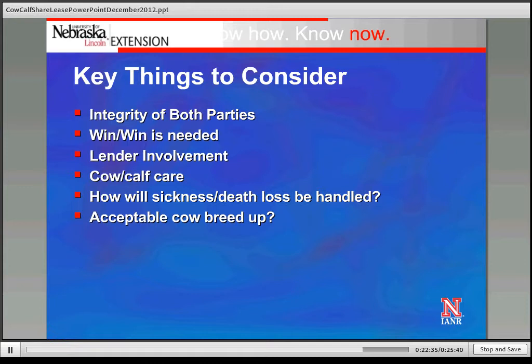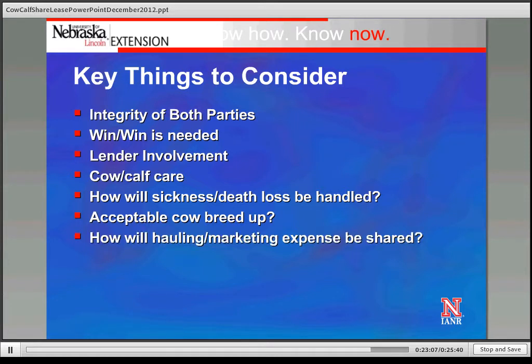From a cow operator standpoint, you need to know that the cow owner needs to have an acceptable breed-up for it to work for them. From the cow owner standpoint, you also need to realize that it's probably not realistic to expect the cow caretaker to get a breed-up that's 98, 99%. That's just a lot of expense to get that many cows bred, so it's probably not a realistic value. So again, discussing that, looking at what the real values are, and talking through that is important.